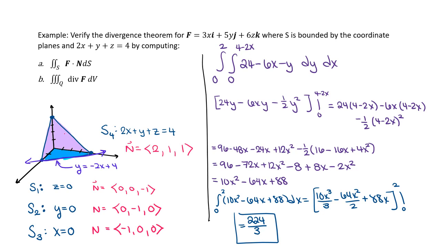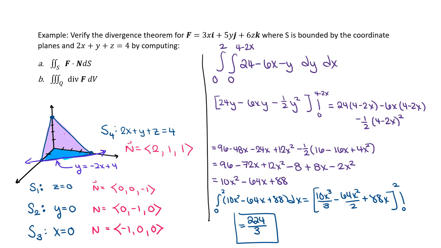So to finish, I'm going to integrate that quantity with respect to x. That gave me 10x to the third over 3 minus 64x squared over 2 plus 88x. And then I plugged in my bounds of integration, so plugged in 2, plugged in 0. I used a calculator to finish this one up and got a final answer of 224 over 3. Hopefully I didn't make any mistakes in my calculator. I didn't write it out. But there's my answer, 224 over 3.